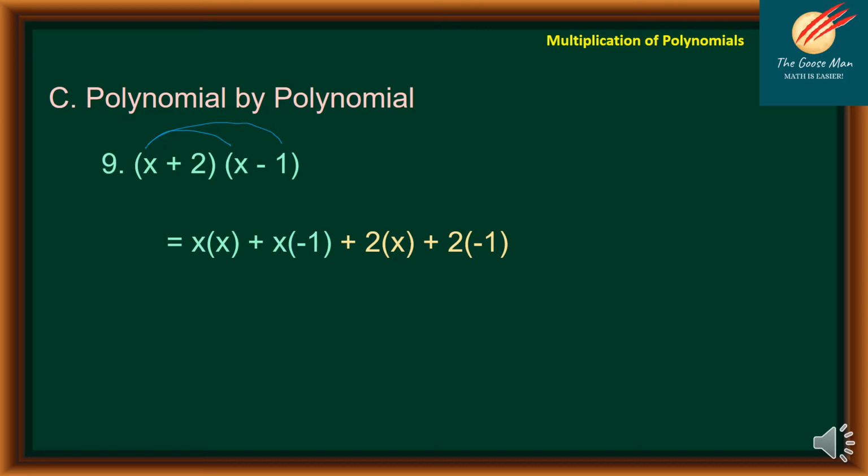On the other hand, I'll distribute also positive 2 times x. So that's why we have here 2 times x. Then we have 2 times negative 1. Simplifying it further, applying the law of exponents, x times x, meaning to say I'll copy the same base and add the exponents of 1 and 1. So I have x squared.